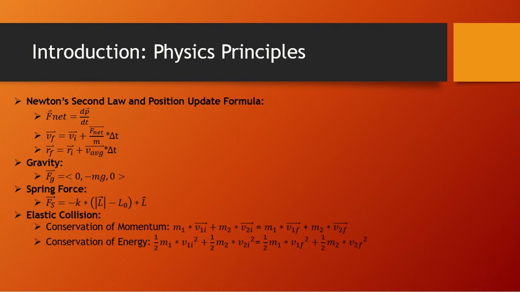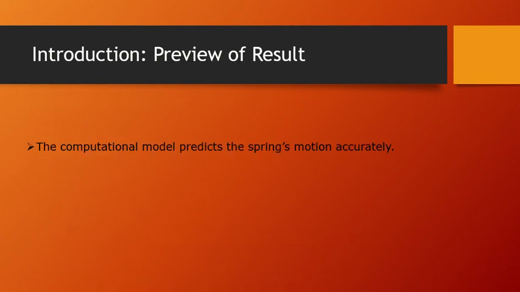The physics principles used for this lab include forces such as the spring force and the force of gravity. I will also be using Newton's second law alongside the velocity and position update formula. Finally, I will be using the concept of elastic collision, where the initial momentum is equal to the final momentum and where the initial energy is equal to the final energy. The formulas for all of these principles are in the slide you are now seeing. As a preview of the results, we conclude that the computational model predicts the spring's motion accurately.